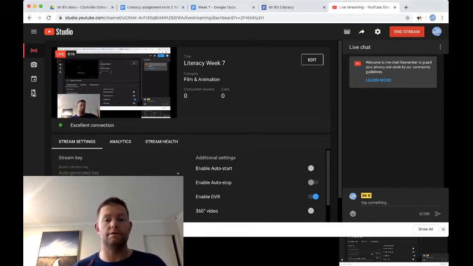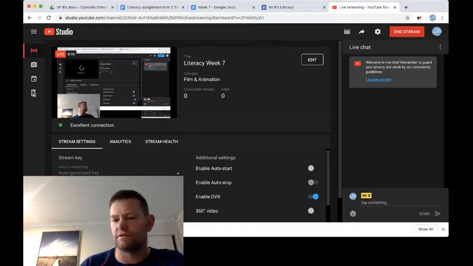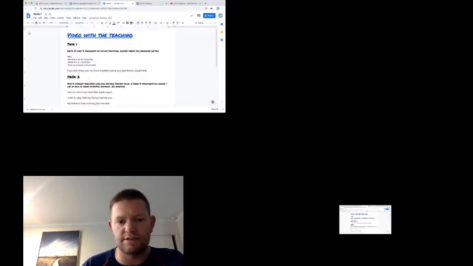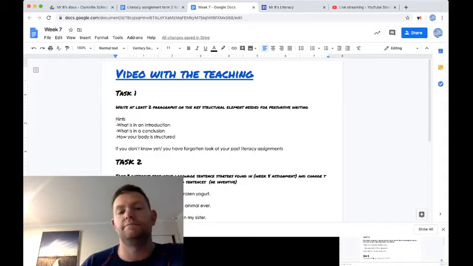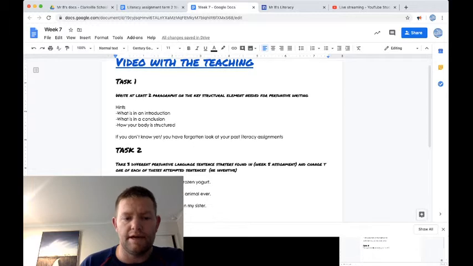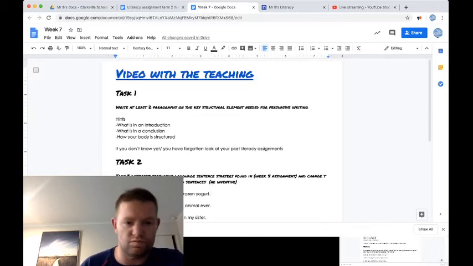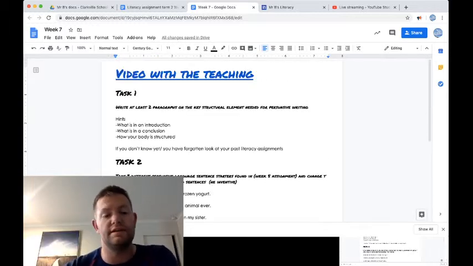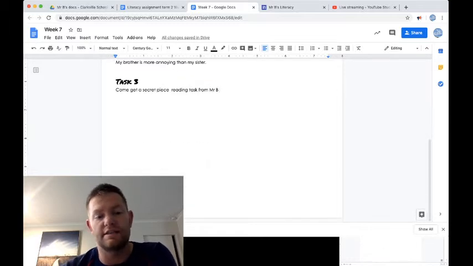Okay, assignment week 7. If my computer will load. I've got a crashed computer here. Here it is, week 7. This is what the assignment looks like. You'll be able to find it on the literacy page. It has 3 tasks. 2 of them to do with persuasive writing, and 1 is a reading task.